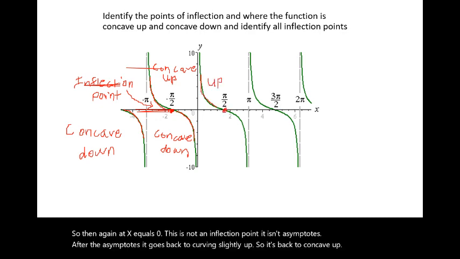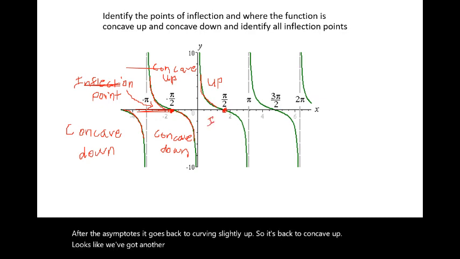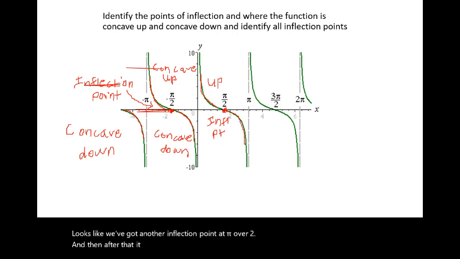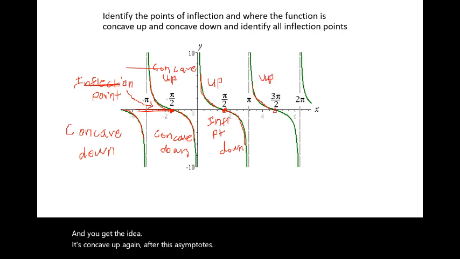Looks like we've got another inflection point at pi over 2. And then after that, it goes back to curving downward, so it is back to concave down. And you get the idea. It's concave up again after this asymptote. We've got another inflection point here at 3 pi over 2. And then it goes back to concave down. Then we jump over this asymptote, and it is back to concave up.